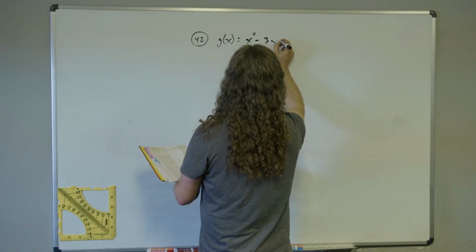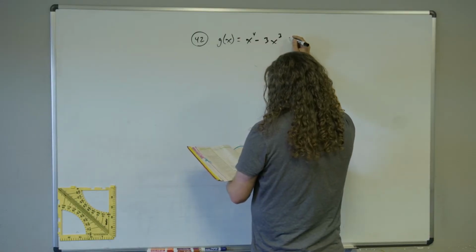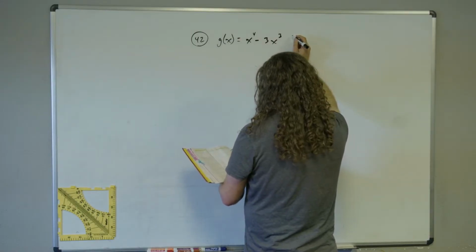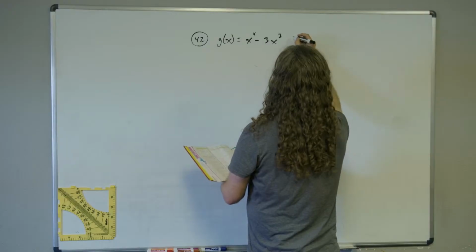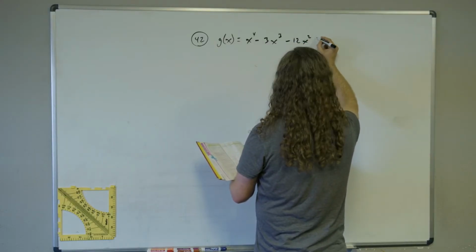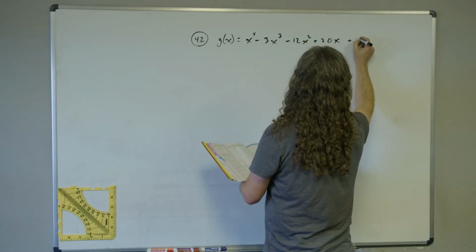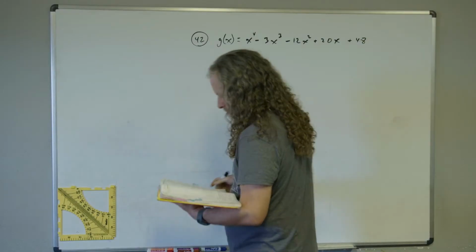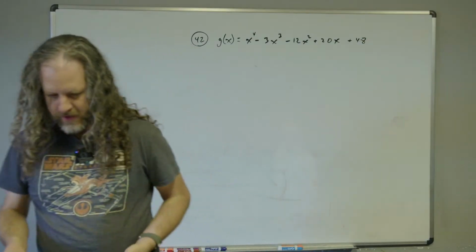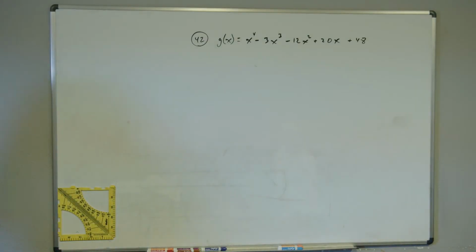Minus 3x cubed minus 12x squared plus 20x plus 8, no, 48. So we have to factor it. So what should we do?